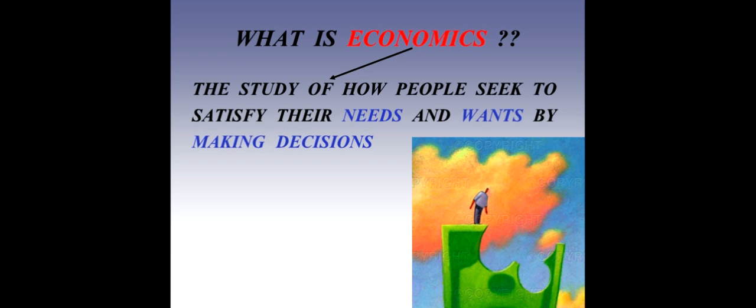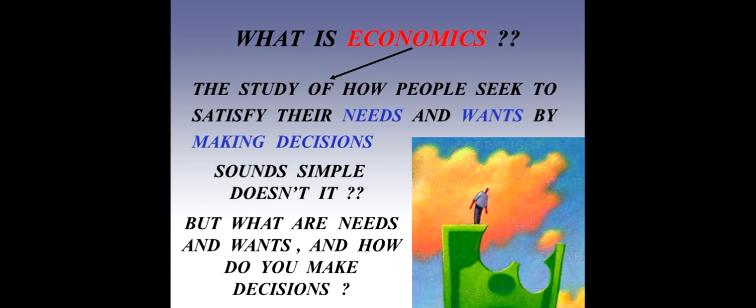Simply stated, economics is the study of how people seek to satisfy their needs and wants by making decisions. There are three important parts to this definition, and they're highlighted in blue here. Needs and wants, two concepts which we will be looking at a little bit closer here in a few moments, and also the process of making decisions, which we'll be looking at in greater depth in both Chapter 1 and Chapter 2. The definition for economics seems pretty simple. However, what are needs and wants, and how do we go about making decisions?